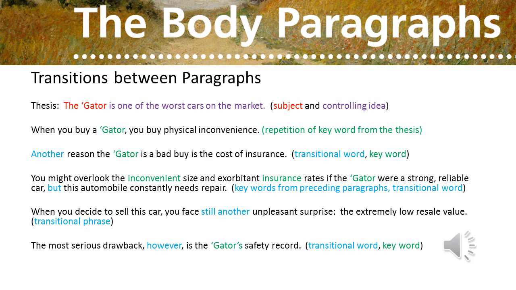And then the final topic sentence: the most serious drawback, however, is the Gator's safety record. Here, however, is another transitional word. Gator is repeated as a key word. And notice the use of the words most serious drawback. What this tells us is that the writer has chosen order of emphasis for his paragraphs. We know this because the last topic sentence says the most serious drawback. The most indicates that of all the problems that the Gator has, the one to emphasize the most is its safety record.